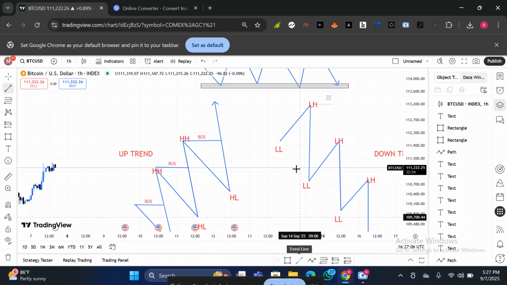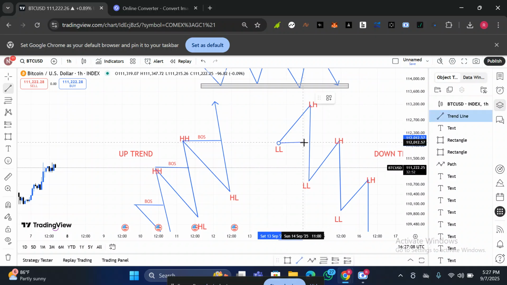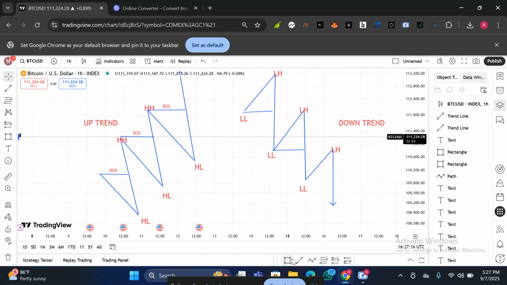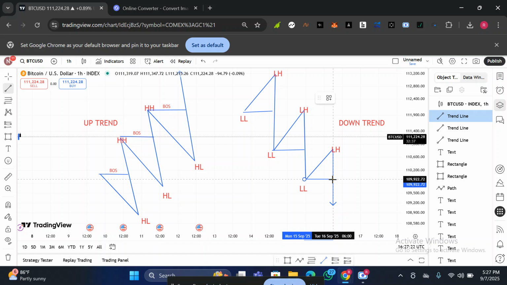Remember, from here for the downtrend, we are having a break of structure here to the downside. We're also having a break of structure from here to the downside, and the same is applicable to the last point. Remember, the market has to give you a new lower low for it to be called the next break of structure here.